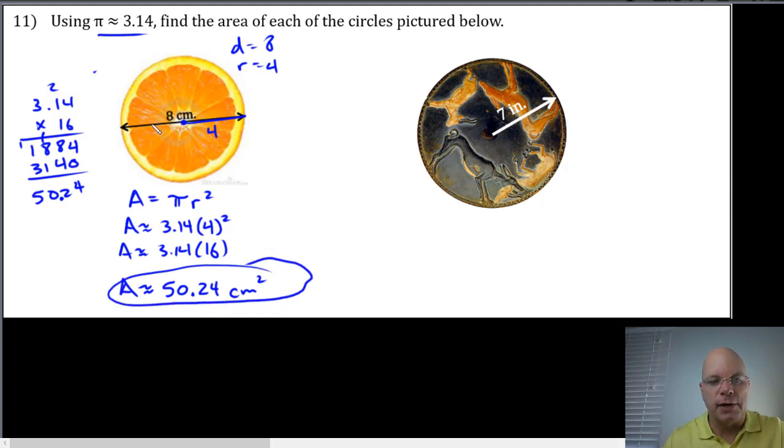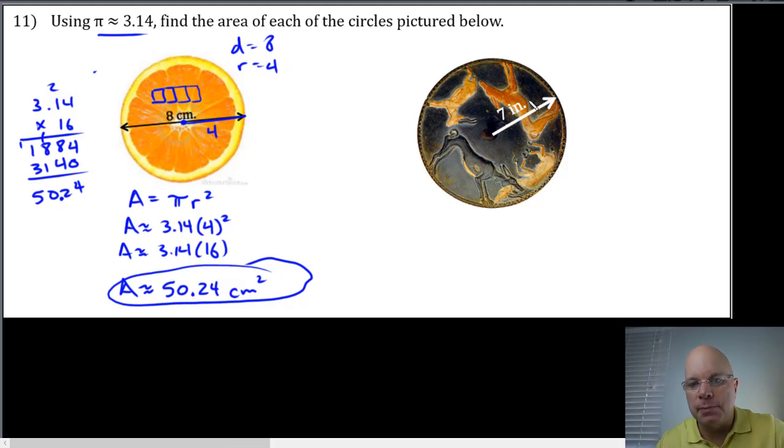Since the circle is a planar figure, it's a piece of a plane. A plane is two-dimensional. That's why it's centimeters squared. It's taking up 50 and a little bit more 1 by 1 centimeter squares worth of space.